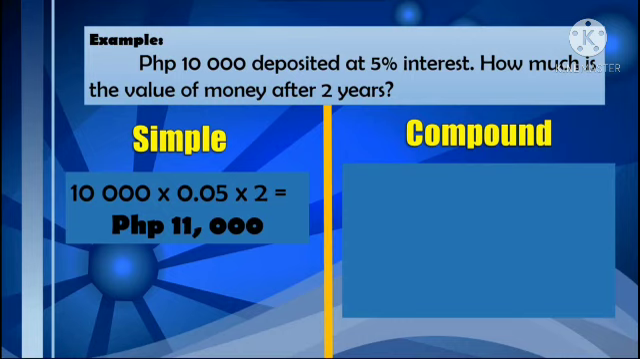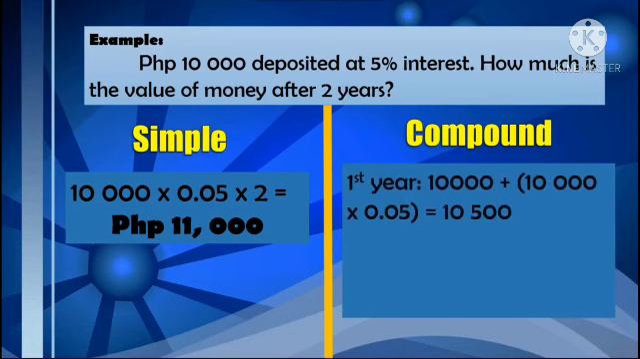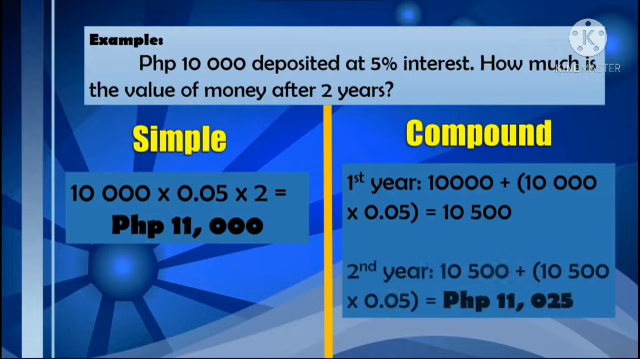And as for the compound interest, since an interest also earns an interest, we have to present this per year. So during the first year, we have 10,000 pesos as a principal value. And to find the interest value, we multiply 10,000 pesos by 0.05. And this gives us an interest value of 500. So the total for the first year is 10,500 pesos.